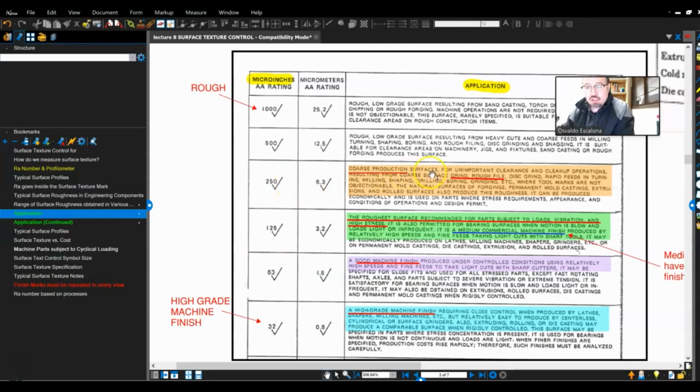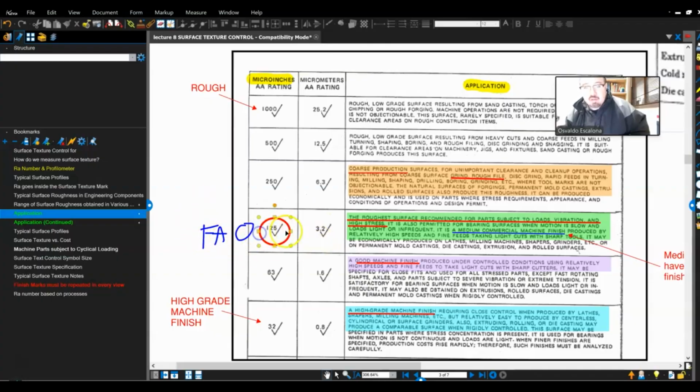250: coarse production surfaces for an important clearance and cleanup operations. 125: it is the roughest surface recommended for parts subject to load, vibrations, and high stresses. It is also permitted for bearing surfaces where motion is slow and load light and infrequent, or in medium commercial machine finishing. So you guys will notice every time that I put my drawings, most likely I will tell you FAO 125. FAO stands for, remember, your notes always usually say, unless otherwise specified, and then it has a bunch of notes.